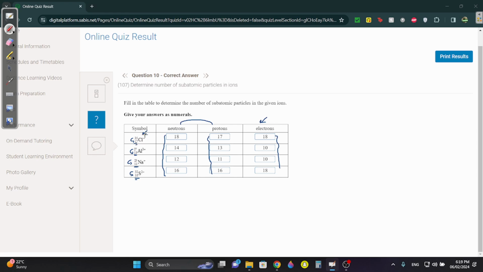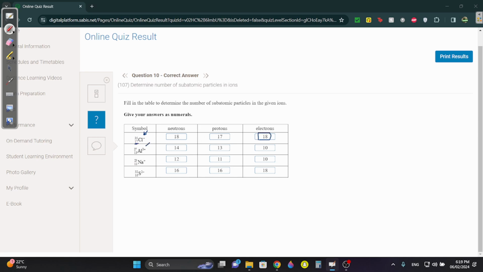Okay, Cl minus. First thing you have to check, is it an ion, is it charged or no? If it is charged, you have to check, is it negative, does it lose electrons or gain electrons? If it's negative, it gained electrons. -1 means it gained 1 electron. So it should be 17 electrons because it would be neutral, but it's negative, so it gained 1 more electron. So 17 plus 1, you get 18.